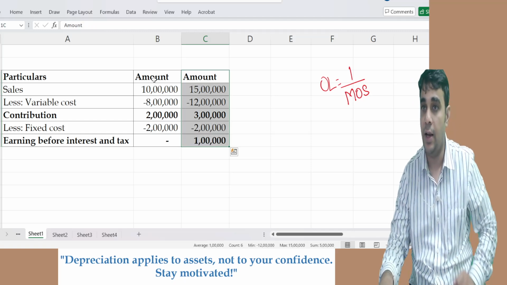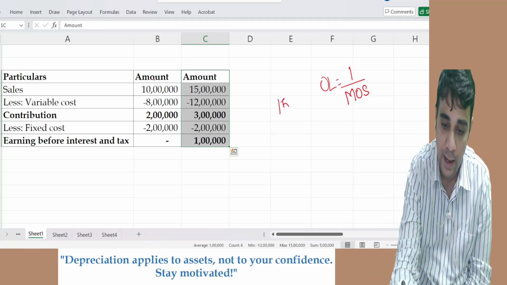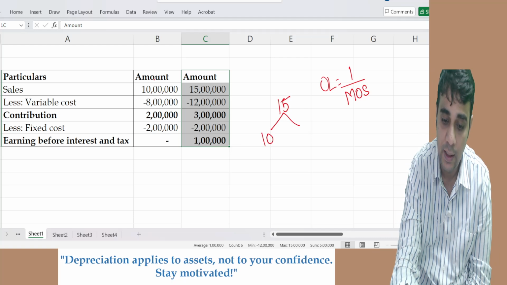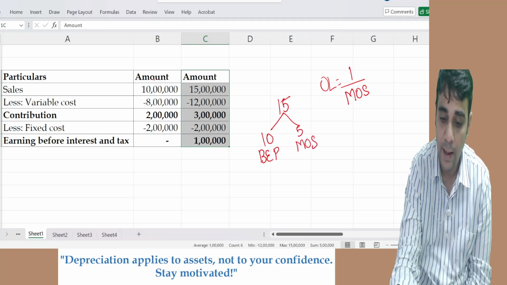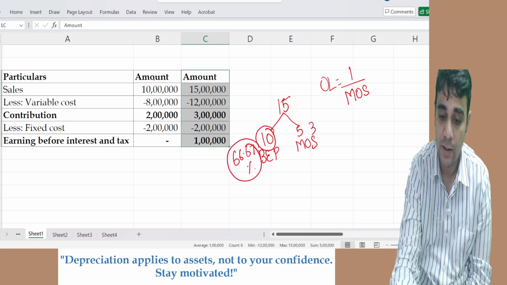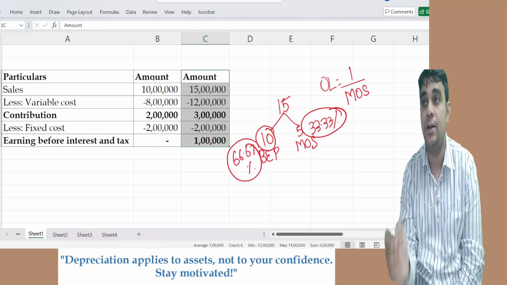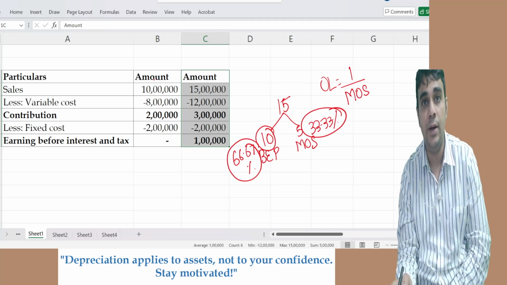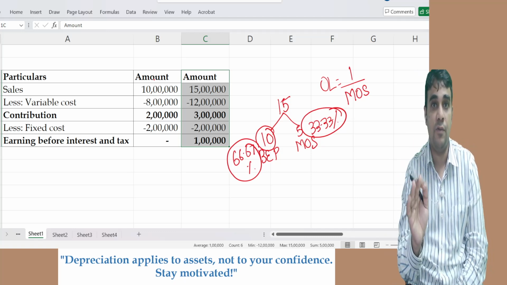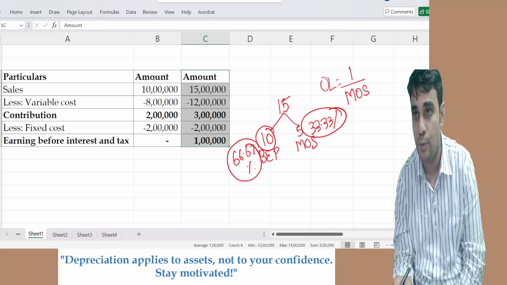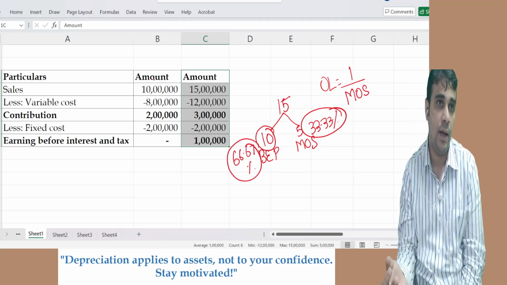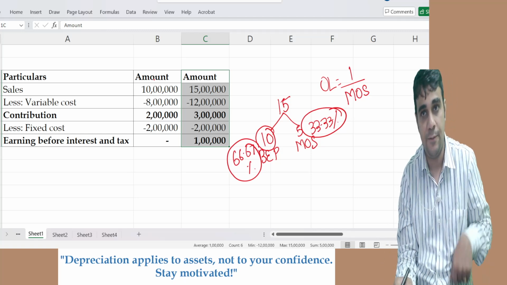When I do this, I can say 15 lakh broken as 10 BEP, 5 MOS. 10 by 15 is 66.67%, so MOS is 33.33%. So operating leverage is equal to 1 divided by 33.33%. I'll get the same 3 times, which you will get as contribution by EBIT. You can do contribution by EBIT, but if data is not there, one simple formula is 1 by margin of safety.